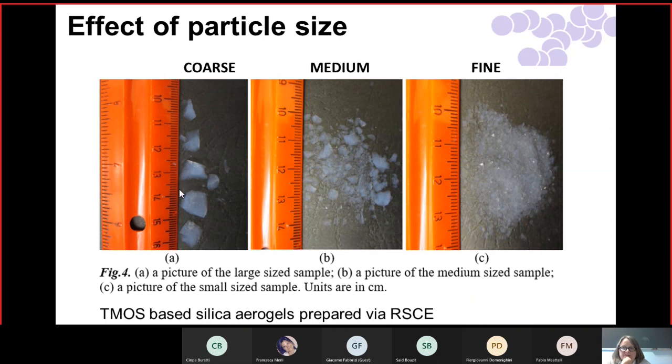Now, I'm not showing the medium. The medium was similar to the fine. But, and I'll show you, you don't want to crush it too much. You don't want to apply a large force when you do this, because you can change the pore structure. So the way we do this is we break it gently into these small pieces.